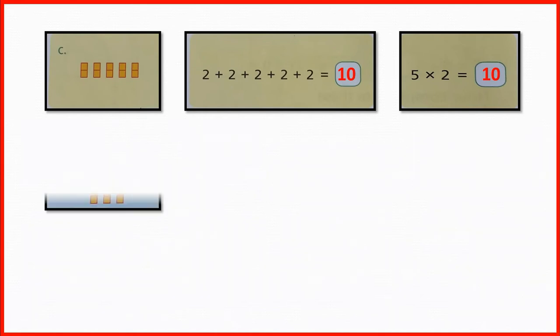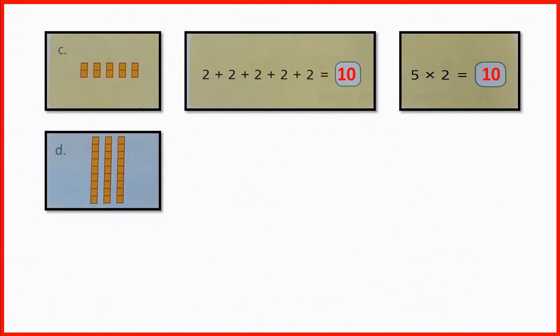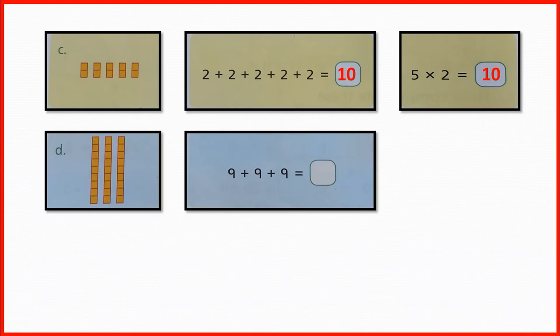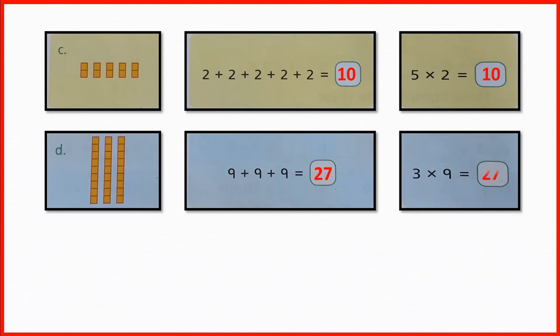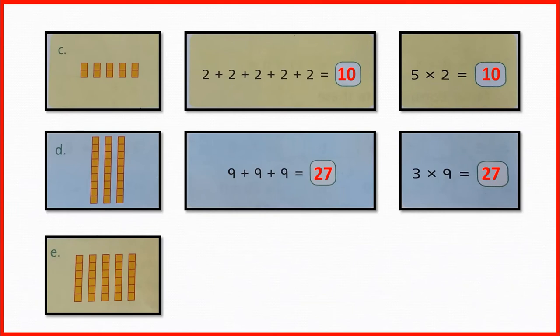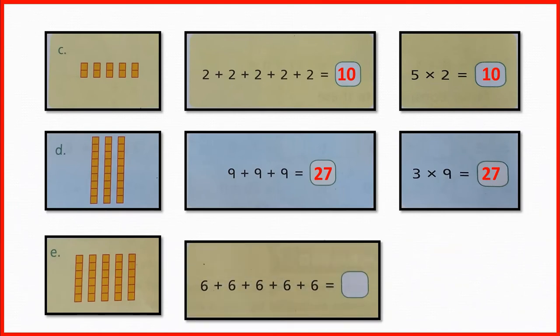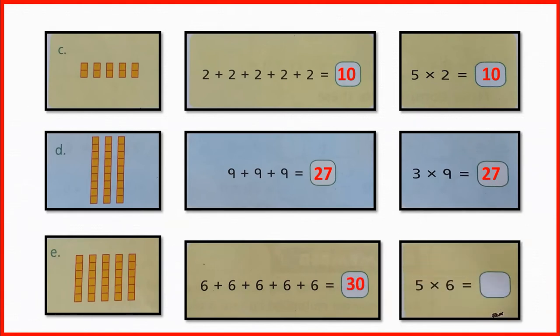Now there are 3 sets of 9. 3 sets of 9 is equal to 27. Now write it like this: 3 9s are 27. Now 5 sets of 6. 5 sets of 6 is equal to 30. Now write it like this: 5 6s are 30.